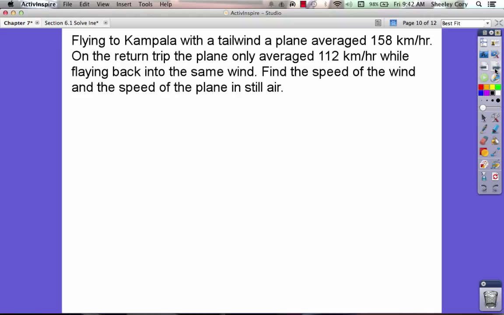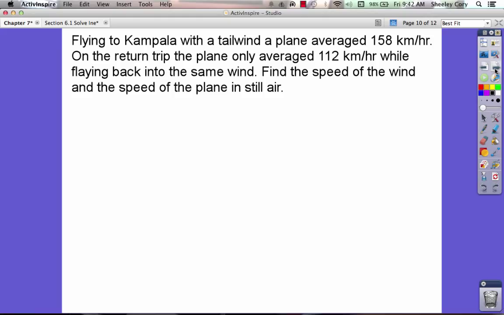Flying to Kampala with a tailwind, a plane averaged 158 kilometers per hour. On the return trip, the plane only averaged 112 kilometers per hour while flying back into the same wind. Find the speed of the wind and the speed of the plane in still air.